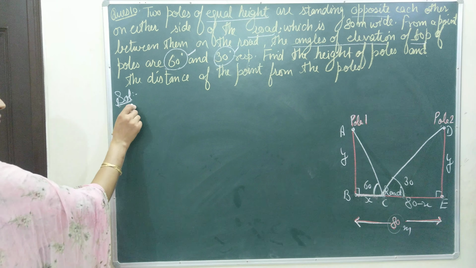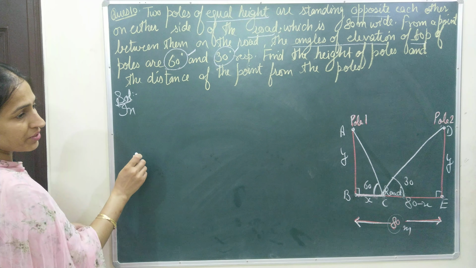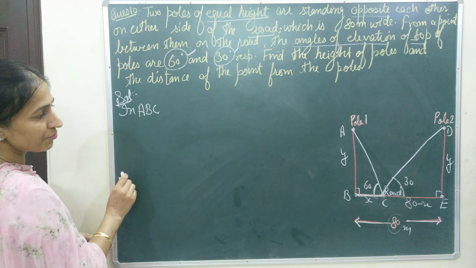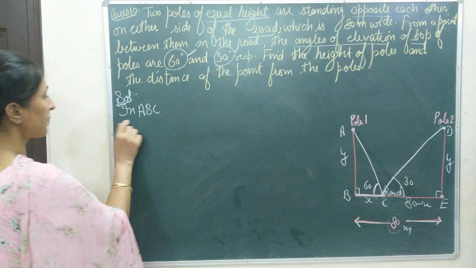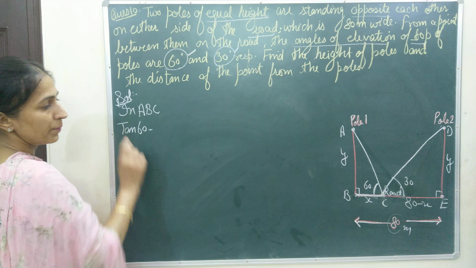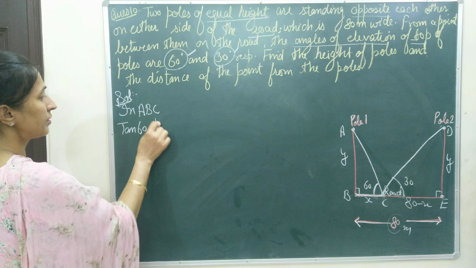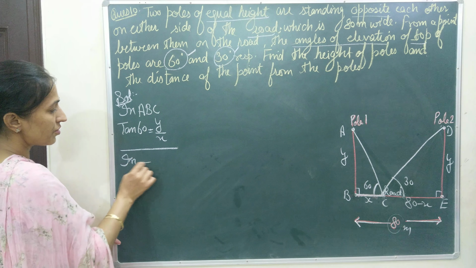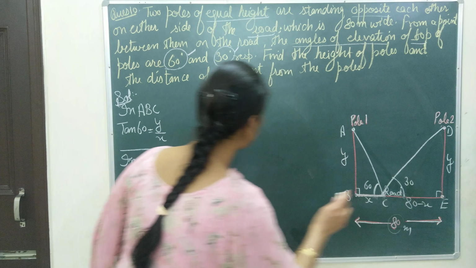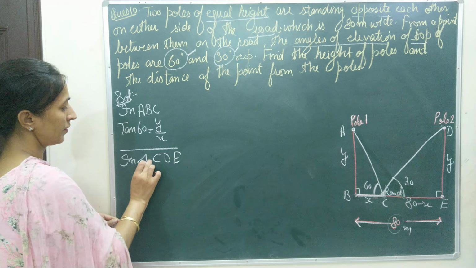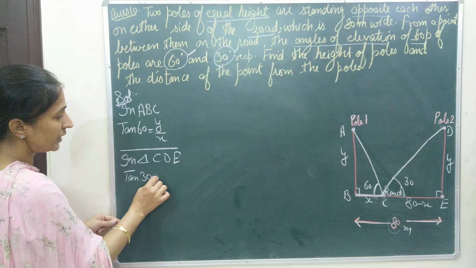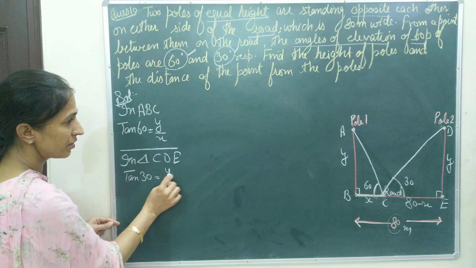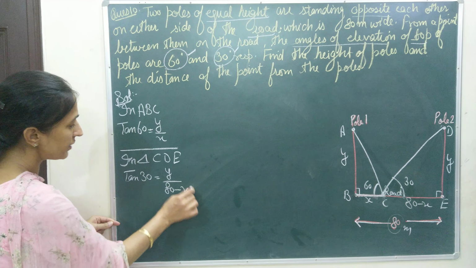Let us start the question now. Let us take the first triangle. In triangle ABC, let us use the formula tan 60 equals perpendicular over base, that is y by x. Second, in the second triangle CDE, tan 30 is equal to perpendicular y over base 80 minus x, that is y by 80 minus x.